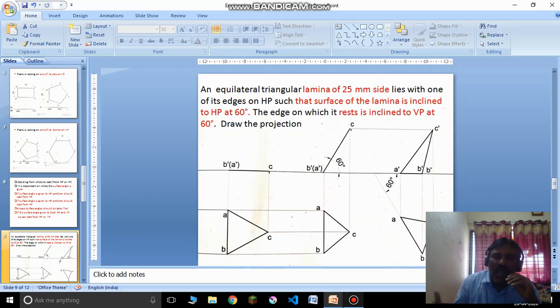First I have to decide whether I have to start from HP or VP. Now, just as I told, you look at that the surface is inclined to HP. That means I have to start from HP. That means I have to start from the horizontal plane.